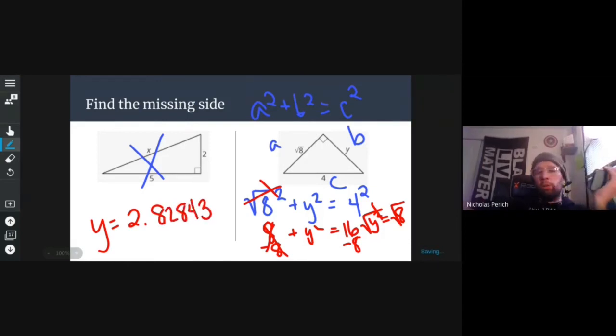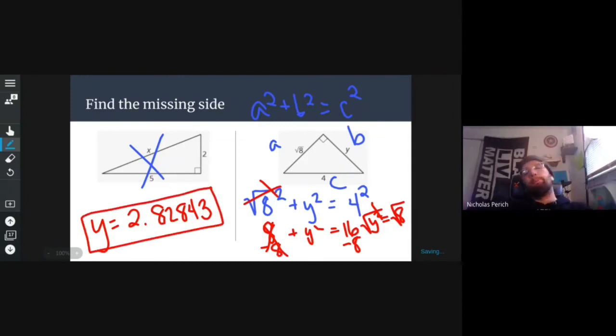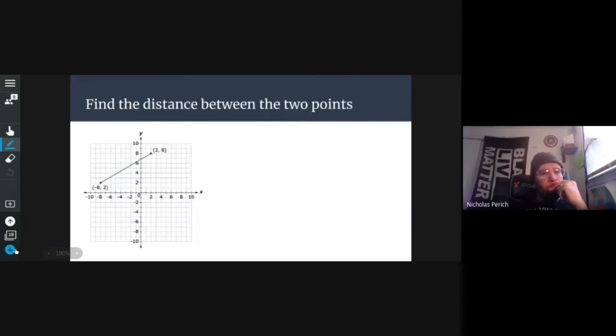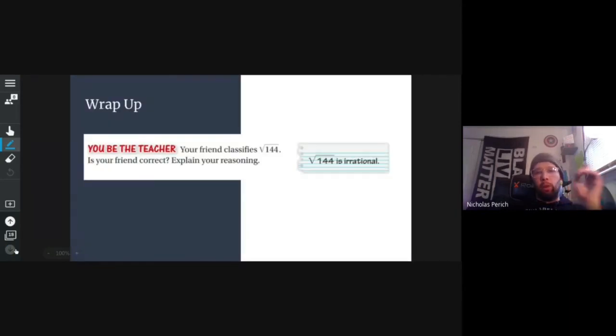No yards, no inches, no centimeters, no units. I'd love to do it, but I don't have time. We'll practice those later on.